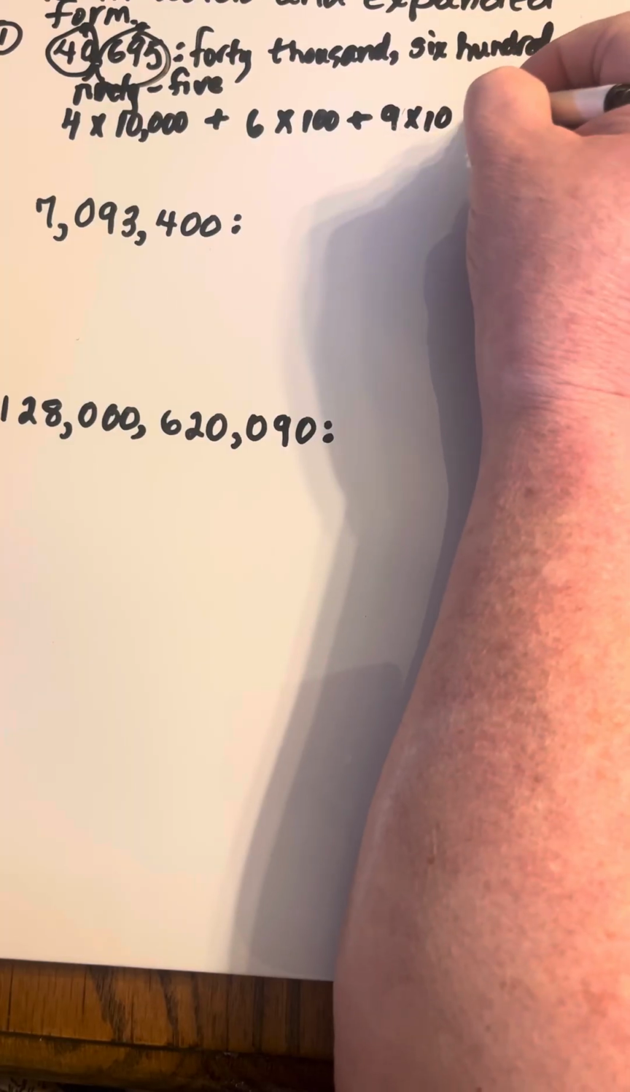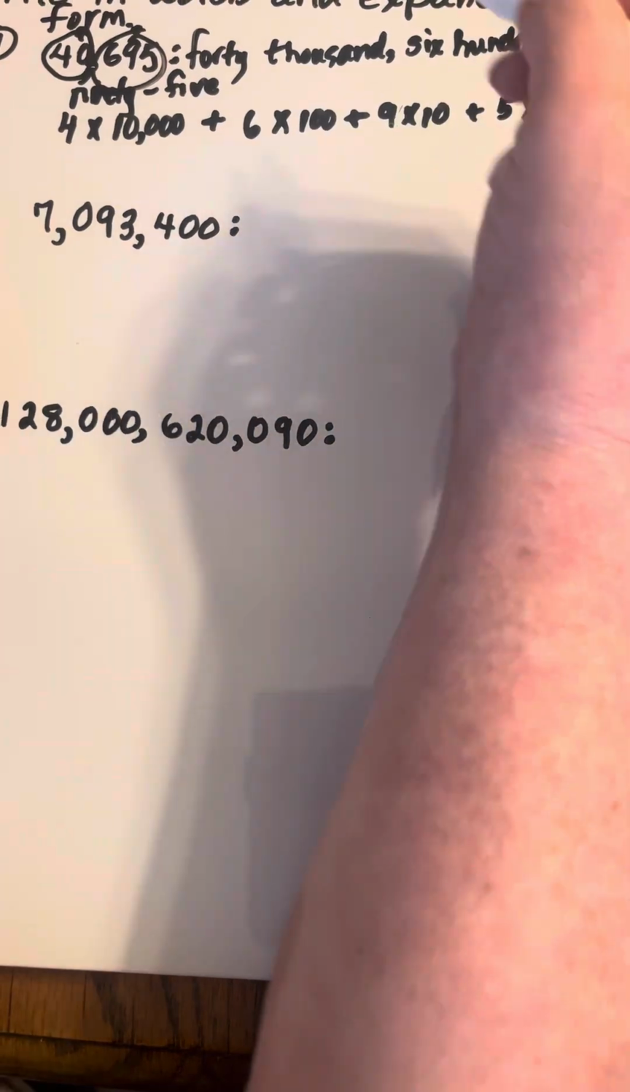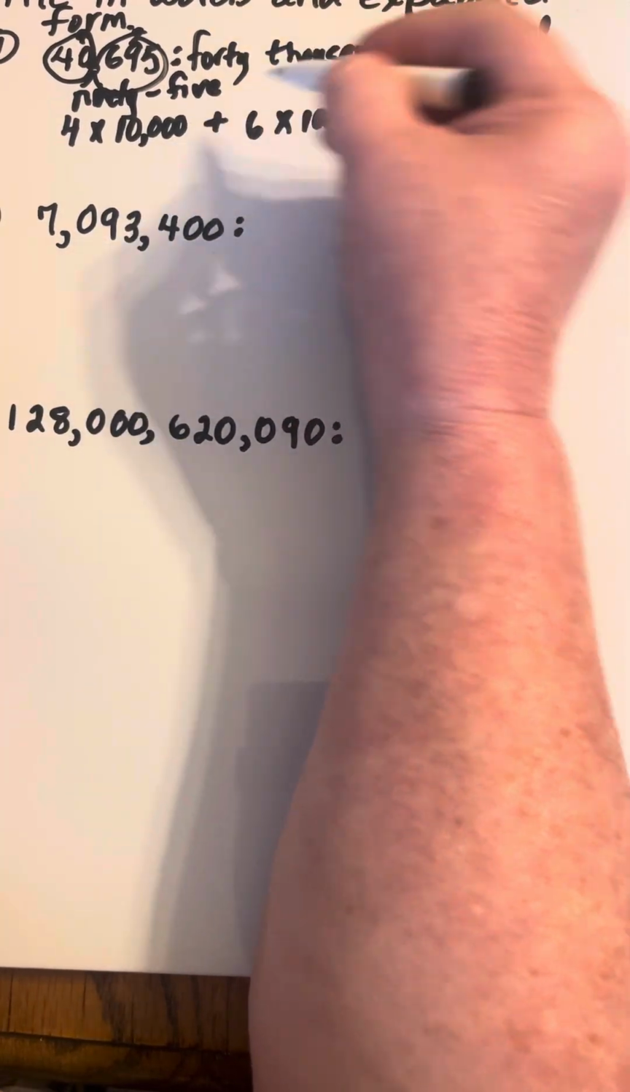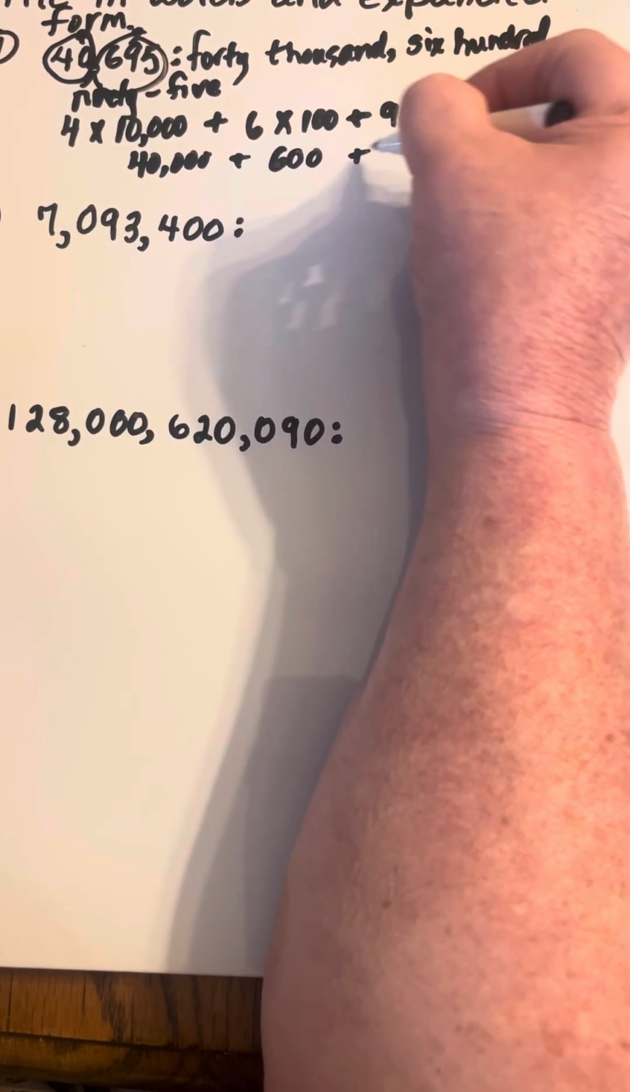The 9 is in the tens. Oops, made a little mistake there. Sorry about that. I get busy talking and forget. Okay, so the 9 is in the tens place. So 9 times 10, the 5 is in the ones place. Okay, and sometimes you'll actually see expanded form, and I'm going to just do this one because that's why I messed up on it. Like 40,000 plus 600 plus 90 plus 5. Usually you see it this way, and sometimes you'll see it with parentheses. So you got to look to see what your book shows if you're in school.